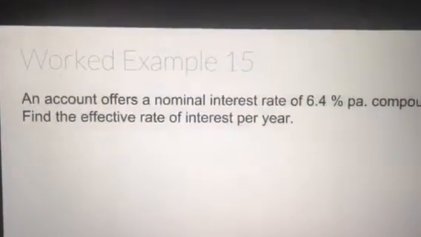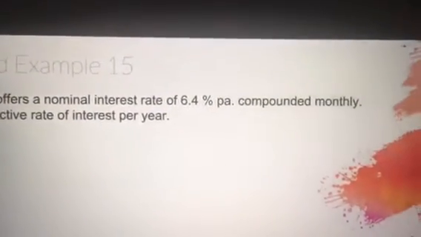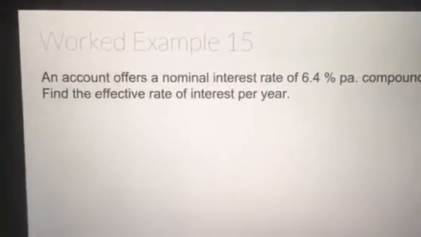So we're going to have a look at this worked example 15. An account offers a nominal interest rate of 6.4% per annum compounded monthly. Find the effective rate of interest per year. Okay, so here we go.